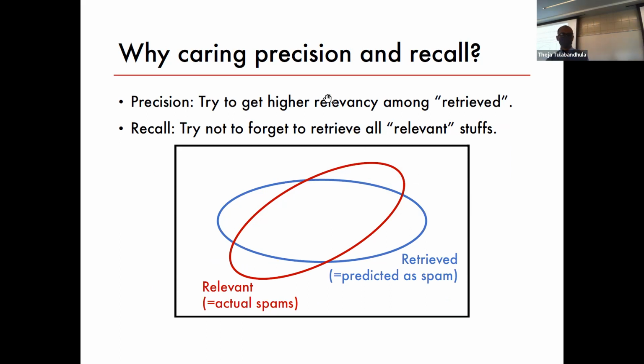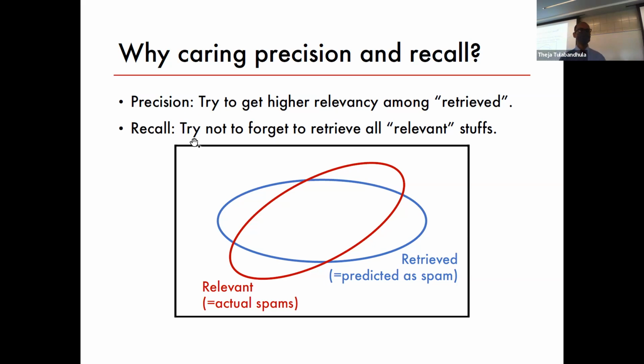The ones you are saying are positive, if they are not positive, then they are less relevant in some sense. And among retrieved are the ones you are tagging as positive. You, as a classifier or a system, are saying these are the positive ones. Those are the ones you're retrieving, and they had better all be relevant, meaning they're actually positive.